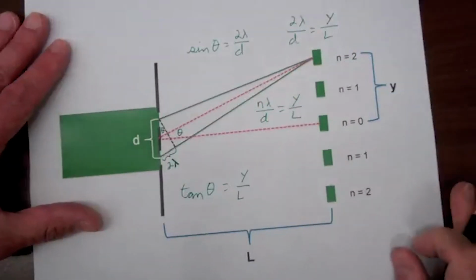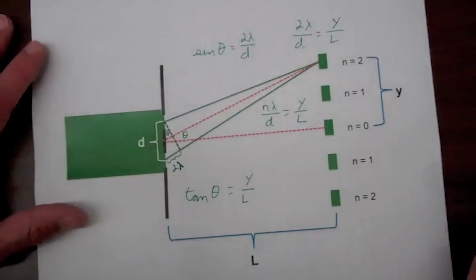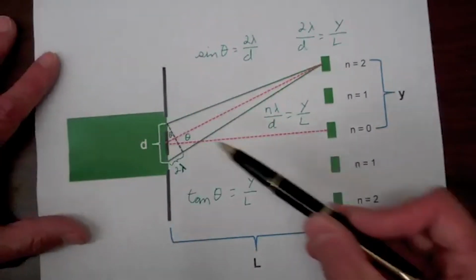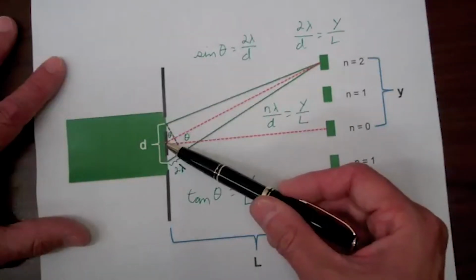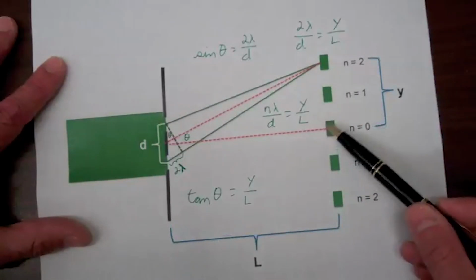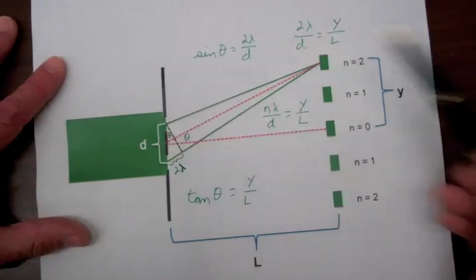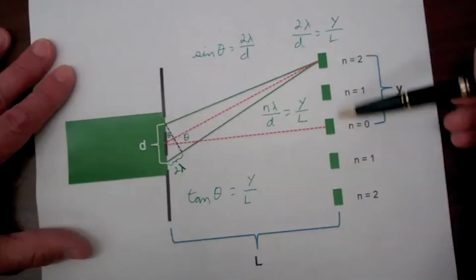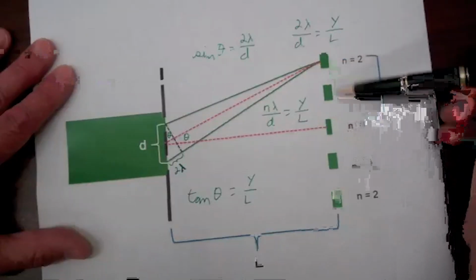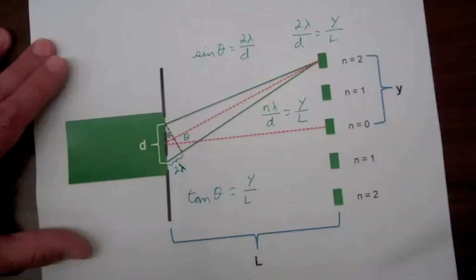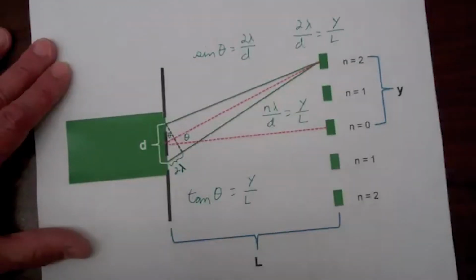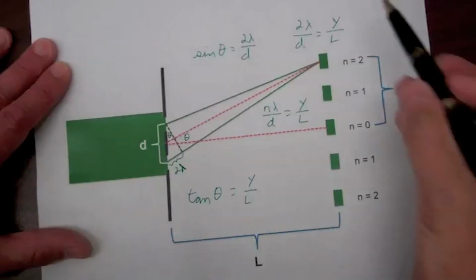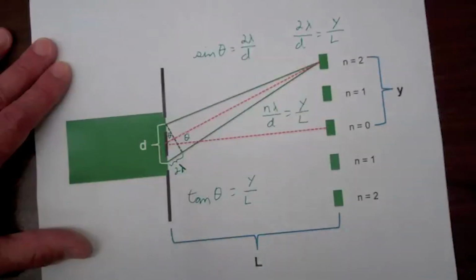This will allow us to measure the wavelength of the light we're looking at, because from the dimensions of our experiment, we will know L, we will know the slit spacing d, and then we will measure y based on the interference fringes that we observe. And from that, we'll be able to measure the wavelength of our light, lambda.